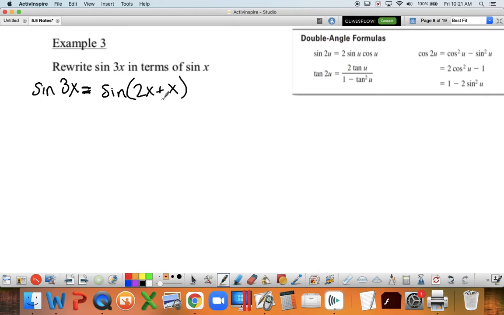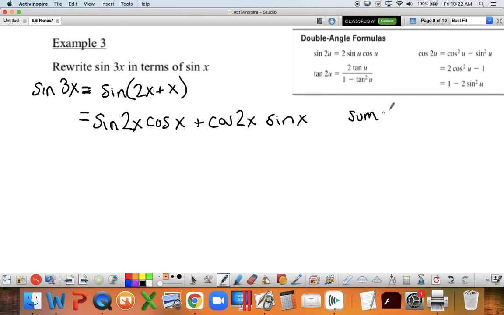Now, do you remember our sum formulas from the last section that we just finished? If you don't have those, I should have copied that over here so we could see it. You can use the sum formula that we have for the sine of two angles added together. Let me break that out for you. It's sine of 2x cosine of x plus cosine of 2x sine of x. And I'm going to write that we're using our sum formula from 5.4 to get that breakout.